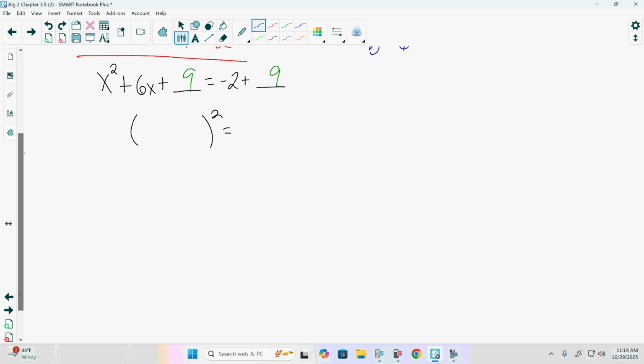Now we just need to factor and solve. So we need to factor x squared plus 6x plus 9. Well, the number that's going to go inside that parentheses is going to be positive 3. And negative 2 plus 9 will be 7.